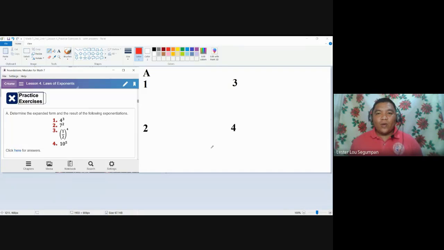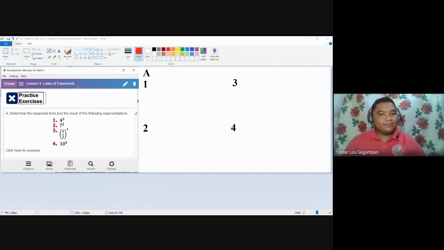As to why this is part of the laws of exponents, the answer is to understand later on how the laws of exponents work. Because if we know how to expand and to give the value, then definitely we could also understand how each of the laws of exponents works.